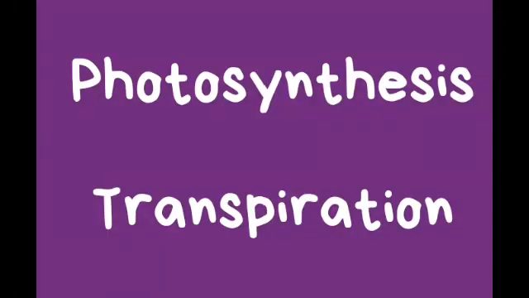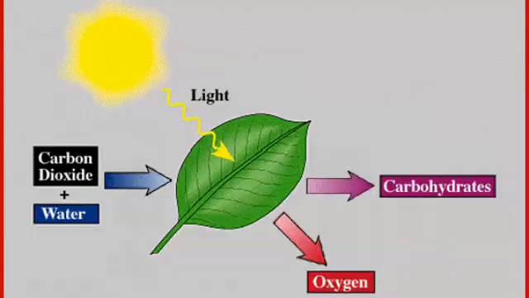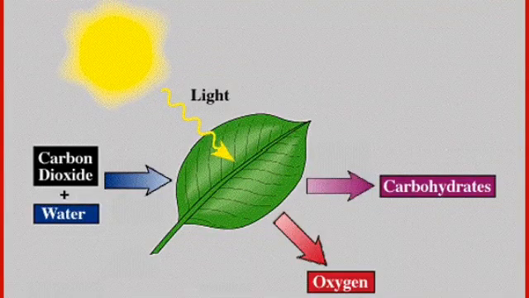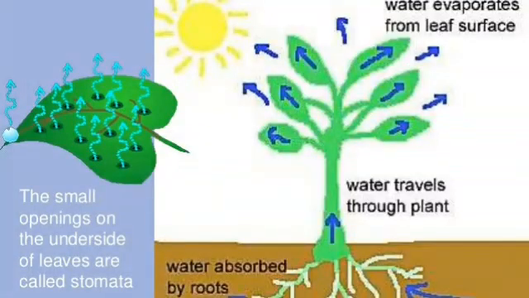Now functions of leaf. The leaf doing the two major functions of the plant. The first one is photosynthesis and the second one is transpiration. Now what is photosynthesis? A leaf prepares food for the plant with the help of water, carbon dioxide and in the presence of sunlight and chlorophyll. This process is called photosynthesis. Hence, leaves are called the food factory of the plant.